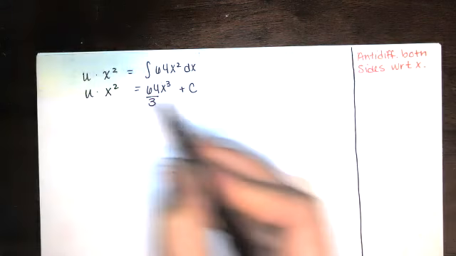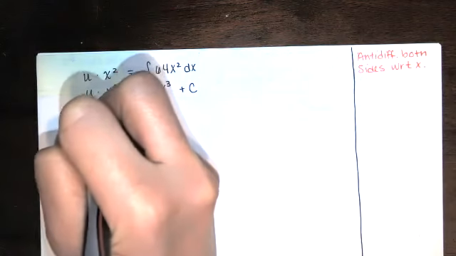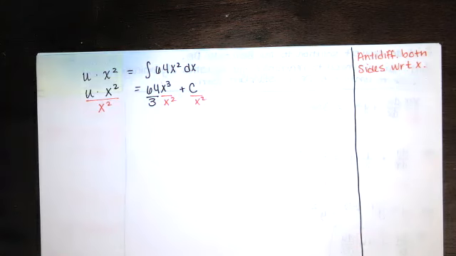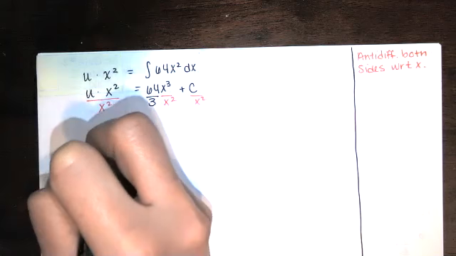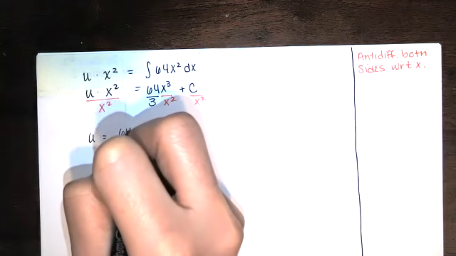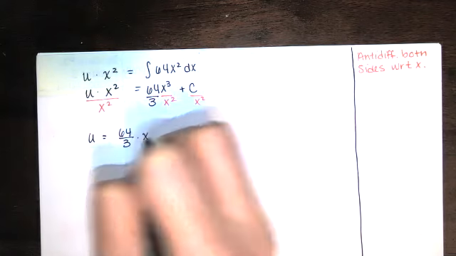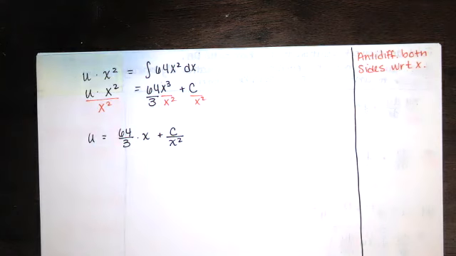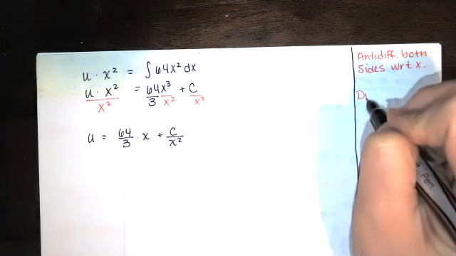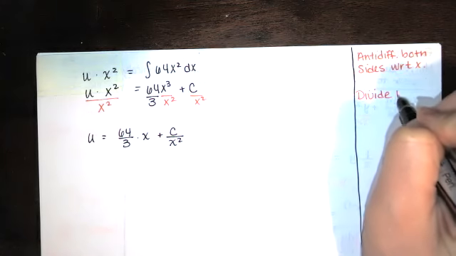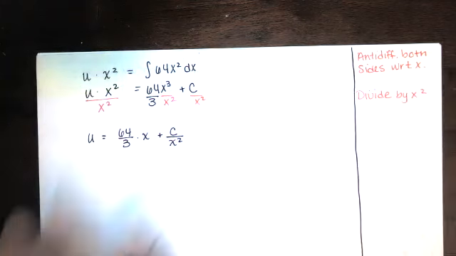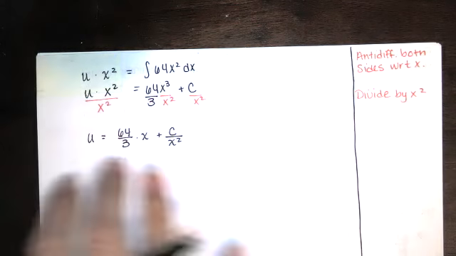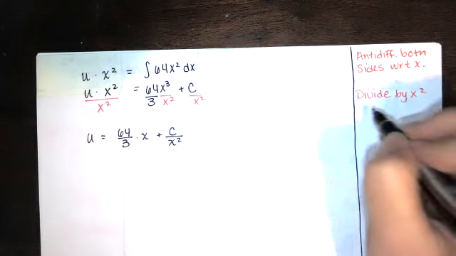And then we'll take all of these terms and divide by x squared. And so what we get is u equals 64 over 3 times x plus c over x squared. The reason we're dividing by x squared is because we're trying to isolate u. We're trying to figure out what u is, and this is what u is.